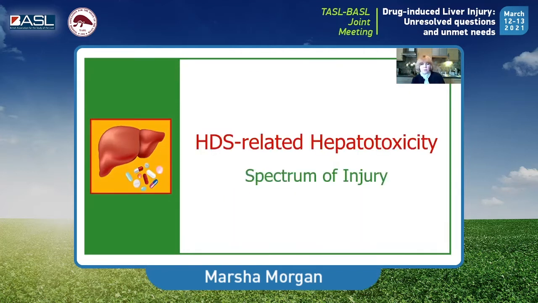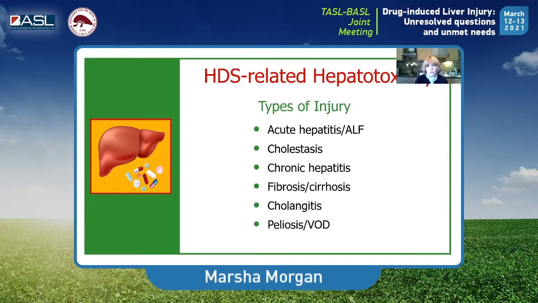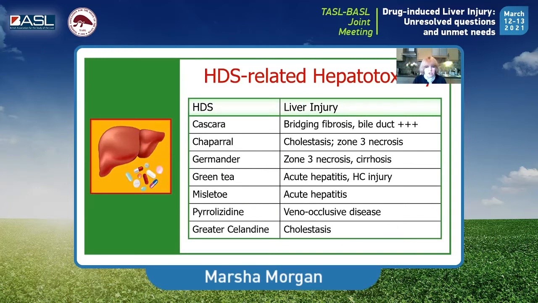We saw from the DILI registries the signatures that have been seen in patients who are actually presenting with clinical illness, but what about the spectrum of injury overall? Well, that is the same as for any DILI. You have the full spectrum from acute hepatitis through to cirrhosis. You have hepatocellular and cholestatic injury. Some of the products actually have a defined signature.